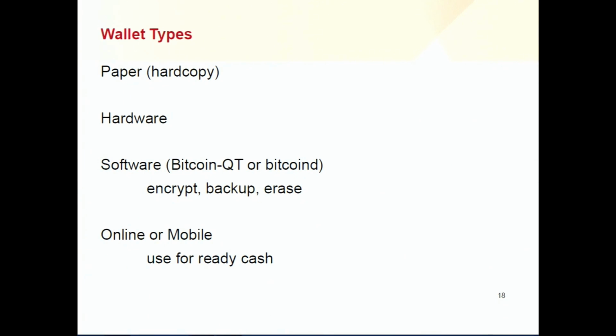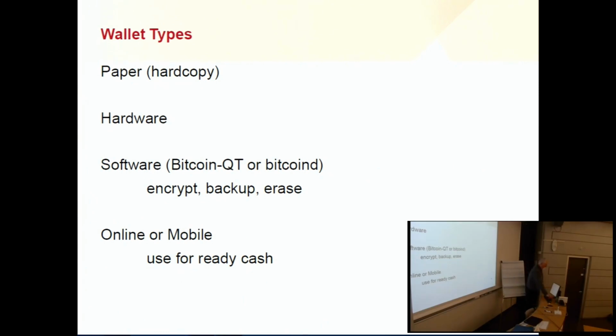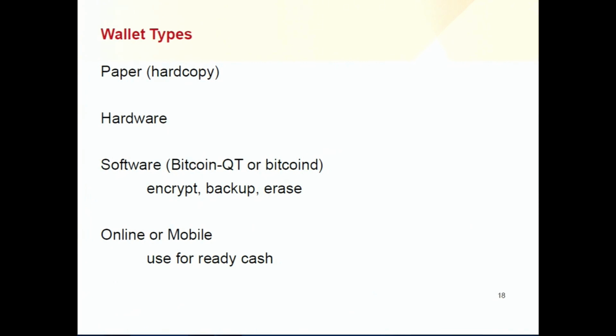There are now a couple of hardware devices where those can contain the private keys associated with your wallet, and then they're USB, and they plug in so that you can use them supposedly on an untrusted computer. But they will just contain your private keys. An example of that one is called Trezor. So that's one possibility. There are software wallets. Two examples are Bitcoin QT or Bitcoin D. Those are ones where you really need to make sure that you encrypt them and back them up.